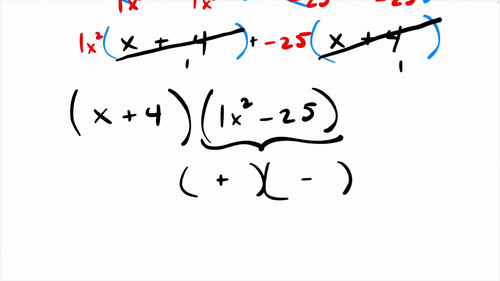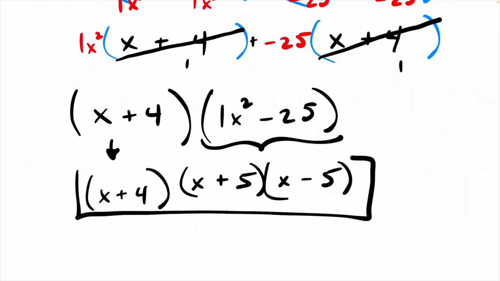The square root of 1 is 1. Half the power, x and x. The square root of 25 is 5, plus 5 minus 5. The other guy was not difference of squares. So that one just comes down. Are there any more difference of squares? No, we are done. We don't do the last step because it just said factor.